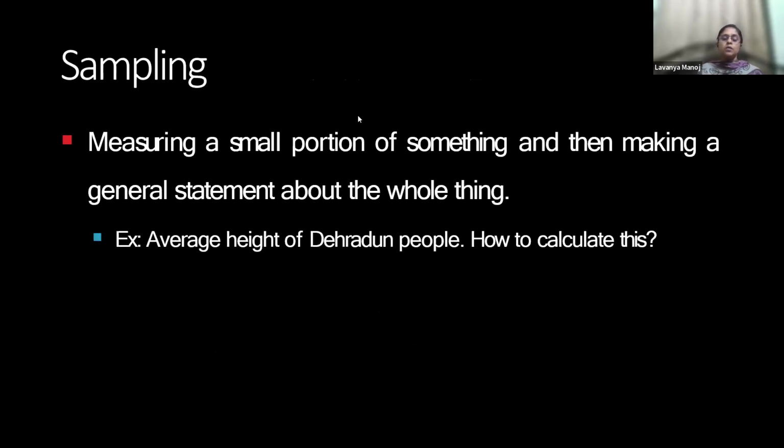Okay, so sampling. So what does it mean? Measuring a small portion of something and then making a general statement about the whole thing. So all you have to do is select a small portion of something. Okay, so in a few cases, the available sample would be countable. That is, it would be below 500 or below 100 or between 100 to 500, which is quite a good sample to go with for the research result.